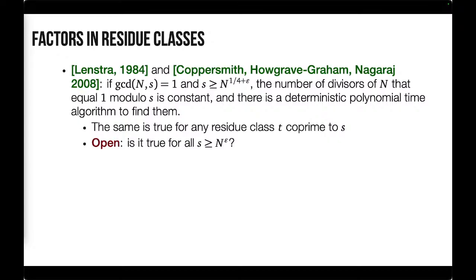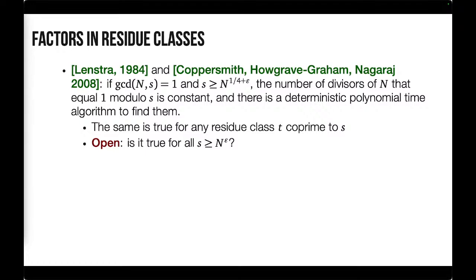Maybe I should state a reasonable open problem. You can prove it for S which is at least N to the 1/4, or 1/4 plus epsilon. One could make some heuristic argument that it seems like it might be true for every S which is at least N to the epsilon. I think even Lenstra conjectured that it should be true. Yeah, we cannot prove it. And again, this algorithm is clever, but not difficult to understand. It uses elementary methods.